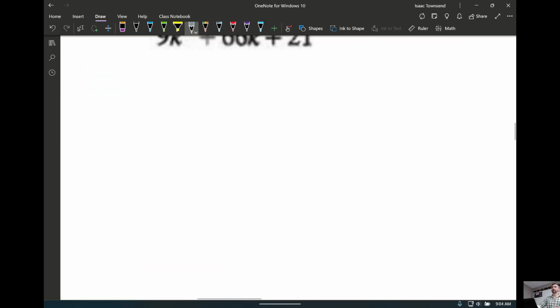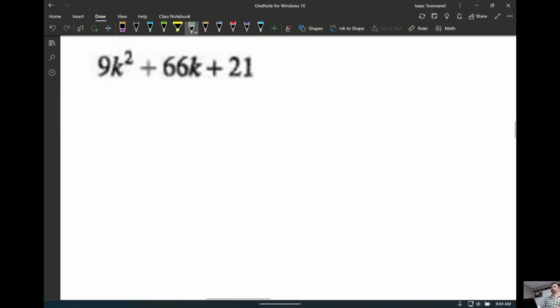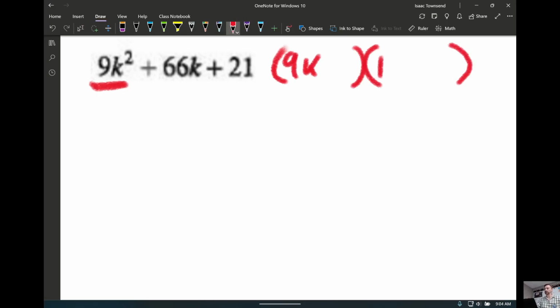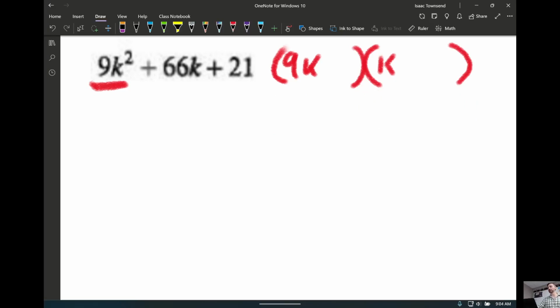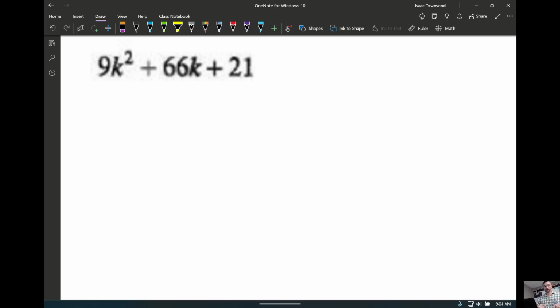Okay, one more time. So again, pretend like we tried guess and check, and this would be a harder one to do guess and check on, by the way, because a lot of times with guess and check, to get this, it could be 9k times k, but it might also be 3k times 3k. Just depends on the rest of the stuff. So that doubles the amount of things you might have to guess before you can guess it correctly. But I can do product sum just fine.